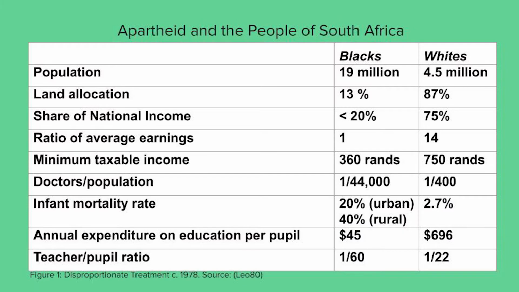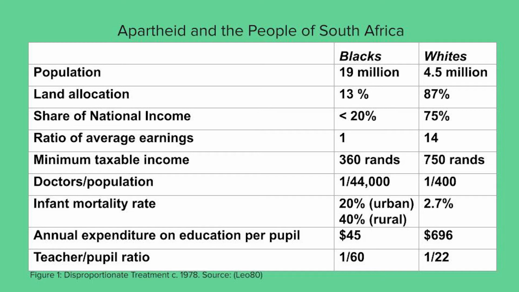And I'm going to put a graph up on the screen right now for you to take a look at, and you can even pause right now and take a look at the inequality between blacks and whites in South Africa. If you look at the population numbers, you can see how much of a minority the white population were, but then look at every other category, right?